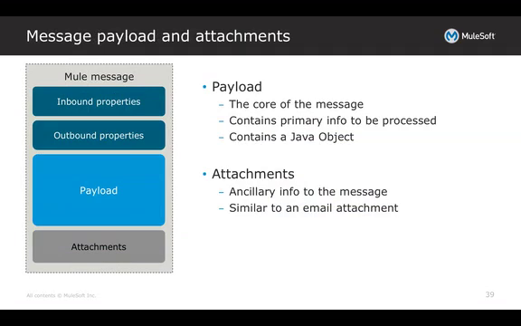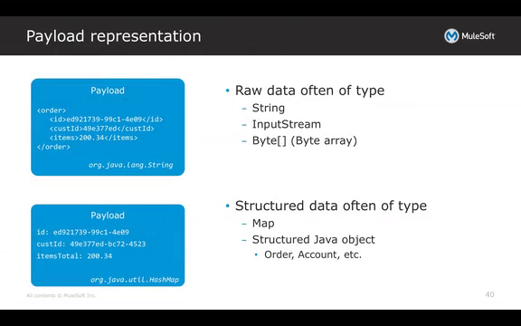The message payload is the core of the Mule message. It contains the primary info we'll be processing, and essentially is containing a Java object. Attachments are ancillary info to the message. Transports like email or SOAP might use the attachment scope.